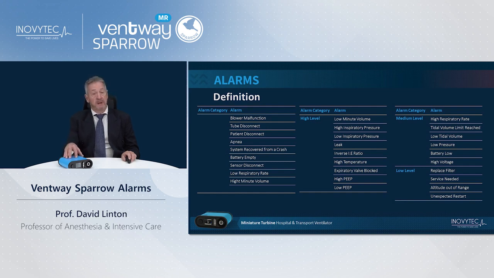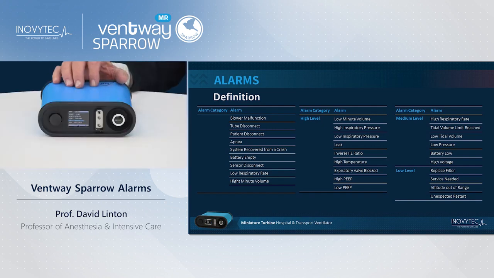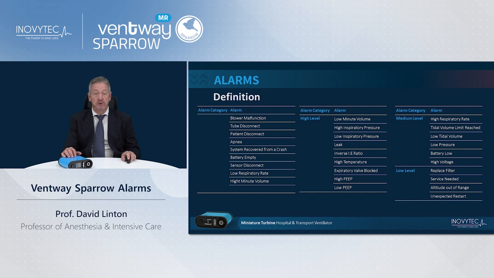If the turbine blower malfunctions, if the tube is disconnected or the patient disconnected, if there's apnea from the patient, if the system crashes and recovers, if there's a battery empty or near empty, if there's a disconnection of any of the sensors, if the respiratory rate is low or the minute volume very high or low. Also in the high level is the high inspiratory pressure, low inspiratory pressure, leak percentage, if inverse IE ratio is occurring, if there's a high temperature, if the expiratory valve is blocked, and if the PEEP is too high or too low.